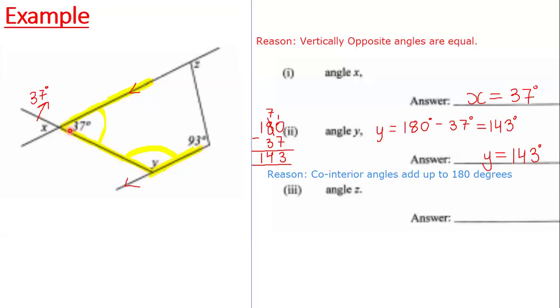What do we know about the C shape? What type of angle? Co-interior angles, right? What do we know about co-interior angles? They add up to 180 degrees. So if these two are co-interior angles, and we already know that this is 37, in order to find y, you must subtract 37 from 180. And that's what we did. We say 180 minus 37, and that gives us 143.